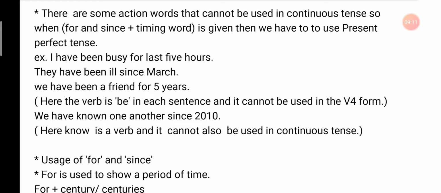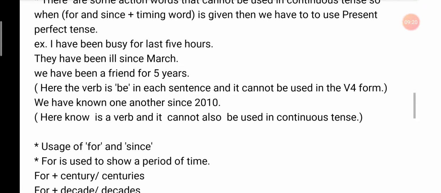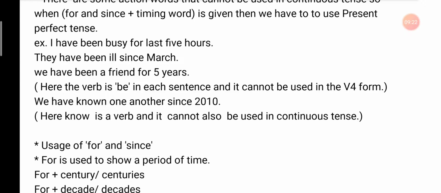If there is no main verb in the sentence, we will use be as a main verb. Remember one thing: be and its forms are is, am, are, was, were, been, being. These are the forms of be.